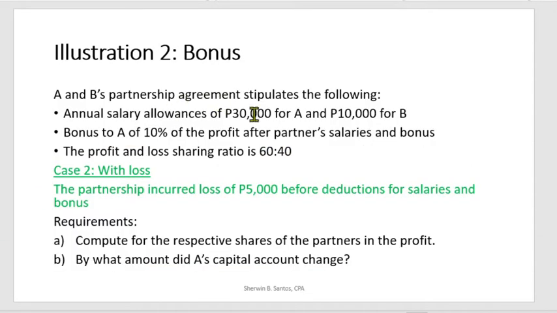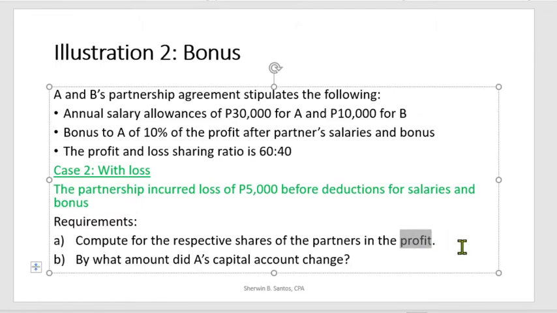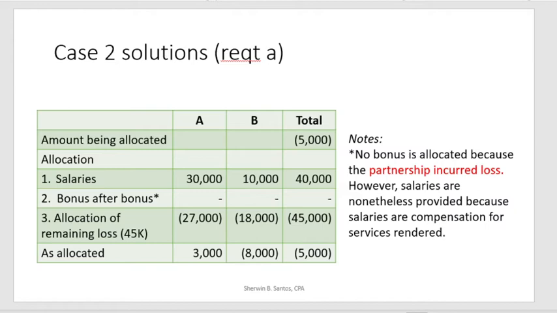Next, same illustration related to bonus, but there is a loss. The partnership incurred loss of 5,000 before deductions for salaries and bonus. The requirement is to compute for the shares of the partners in the profit or the loss. By what amount did A's capital account change? Okay, let us illustrate this. The question is related to profit or loss. Ayan, ang ibig niyang sabihin dyan, kung magkano man yung resulting end.